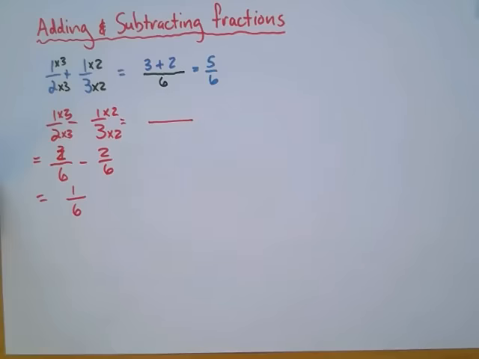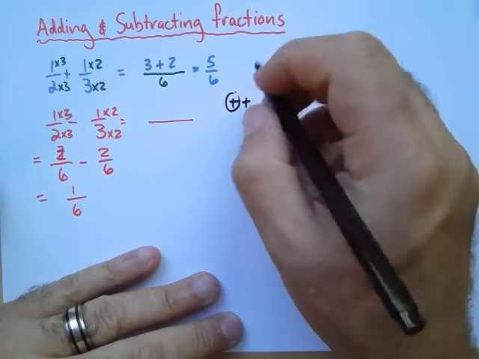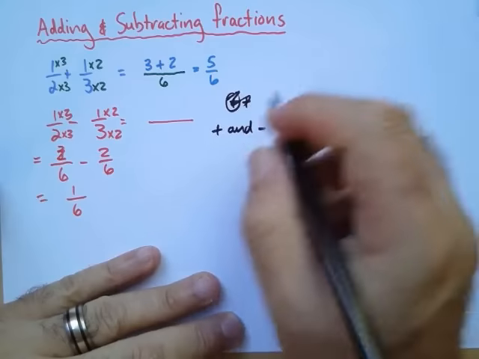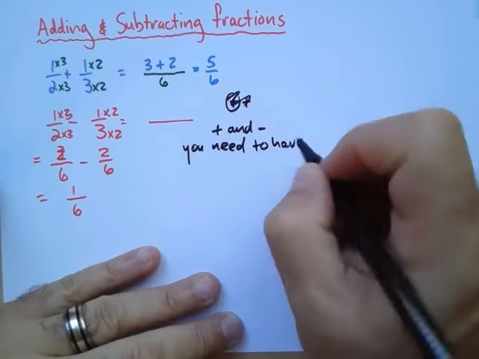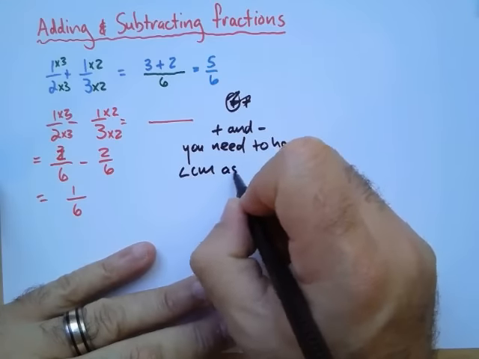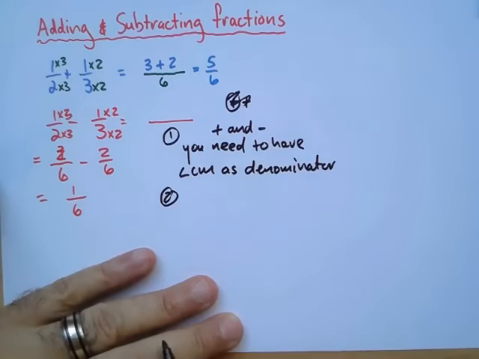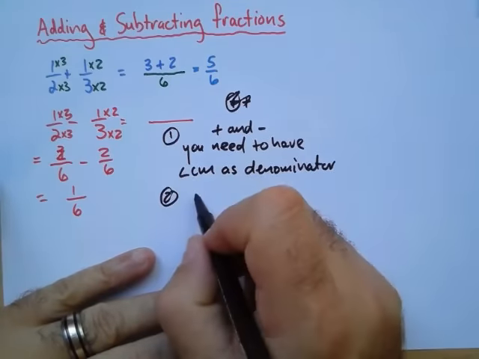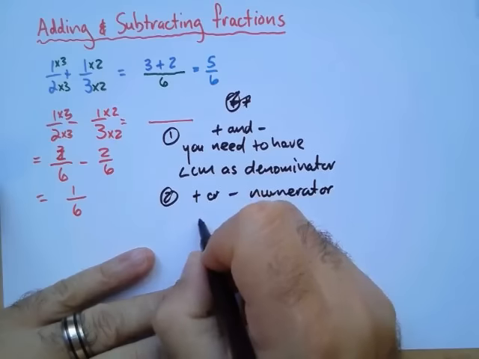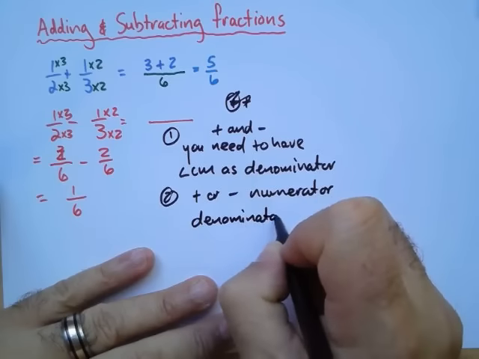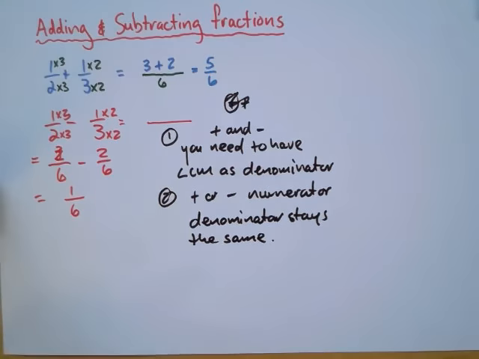Okay, so I'm quickly going to make a list of what you need to do. You first have to add and subtract. You need to have the lowest common multiple as denominator. And once you have that, you just add or subtract your numerators while your denominator stays the same. Please have a look at the example that's coming.